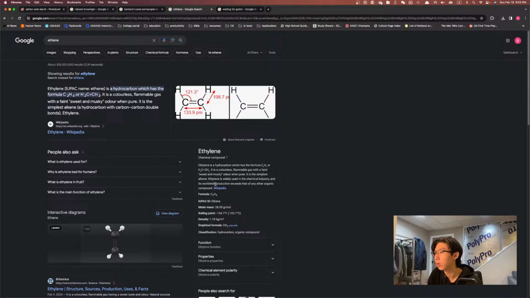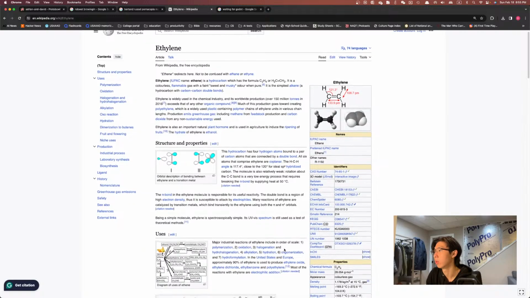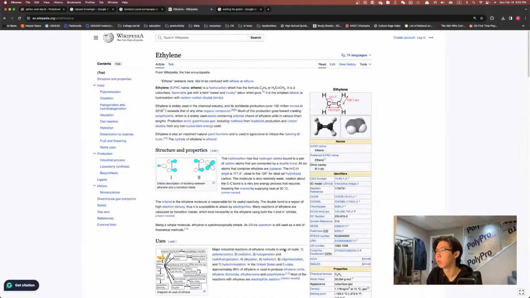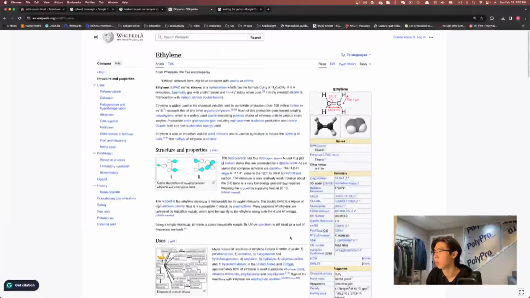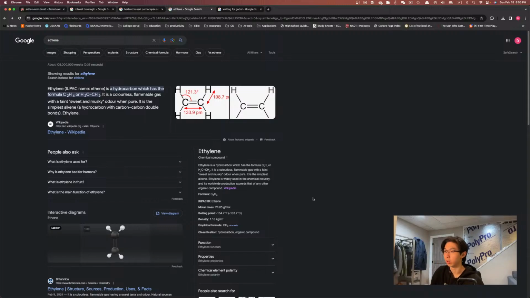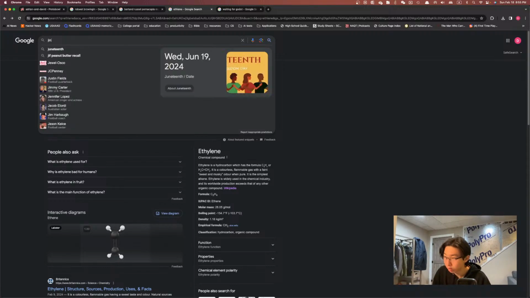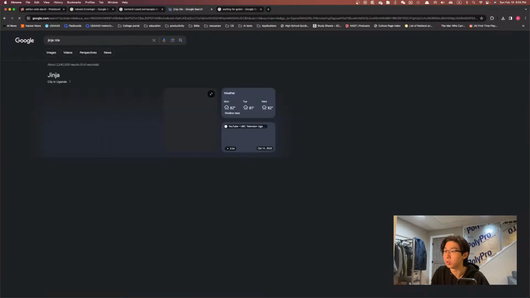Ethylene. It helps plants ripen. Faint, sweet, and musky odor when pure. It's the simplest alkene. Okay. Ethylene, yeah. Ethylene. Or ethene. Okay. The Nile originates around Jinja, which is in Uganda.